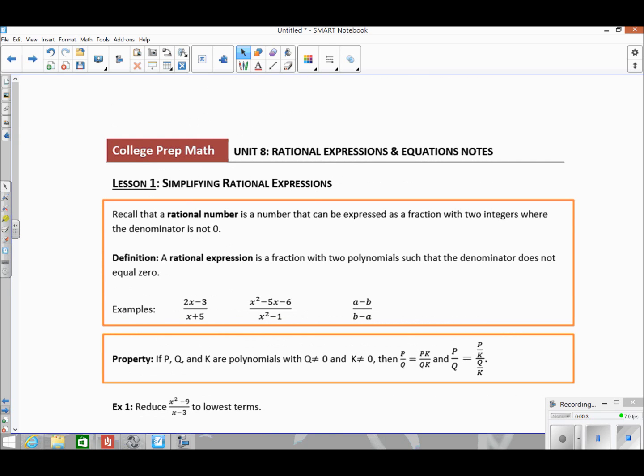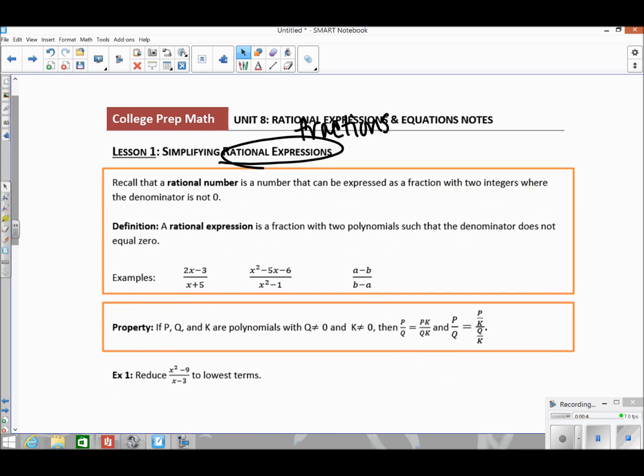So in the first lesson, we're going to focus on how to simplify rational expressions. So remember, rational expressions just means fractions, and they're actually going to be a polynomial over another polynomial. So this first definition here is just saying a rational number. It's a number that's expressed as a fraction, and the denominator cannot equal 0. If you remember, whenever you have 0 in the denominator, that expression would be undefined. So when we're talking about the definition of a rational number, it can't have 0 in the denominator.